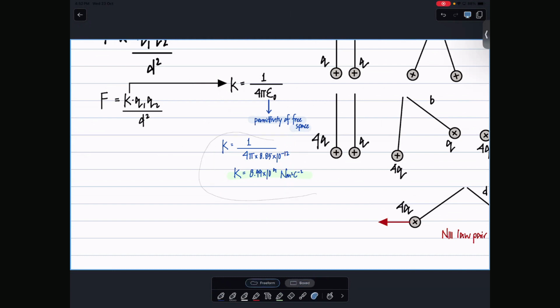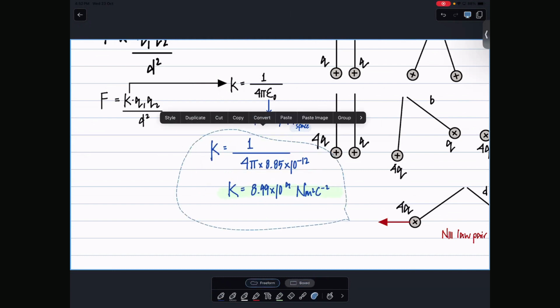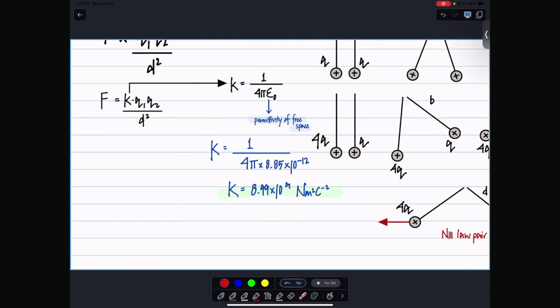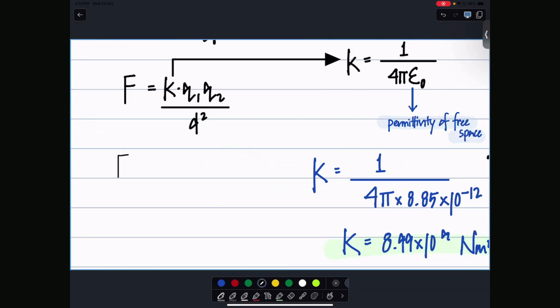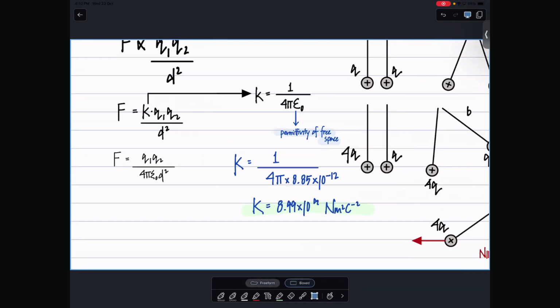What I found in the exam is that you can use K, but in a mark scheme they keep using the full thing. So the formula according to our syllabus for Coulomb's law is F equals Q1 Q2 divided by 4 pi epsilon naught d squared. So don't get surprised if you see this as basically those two formulas joined together. There you go, this is the Coulomb's law.